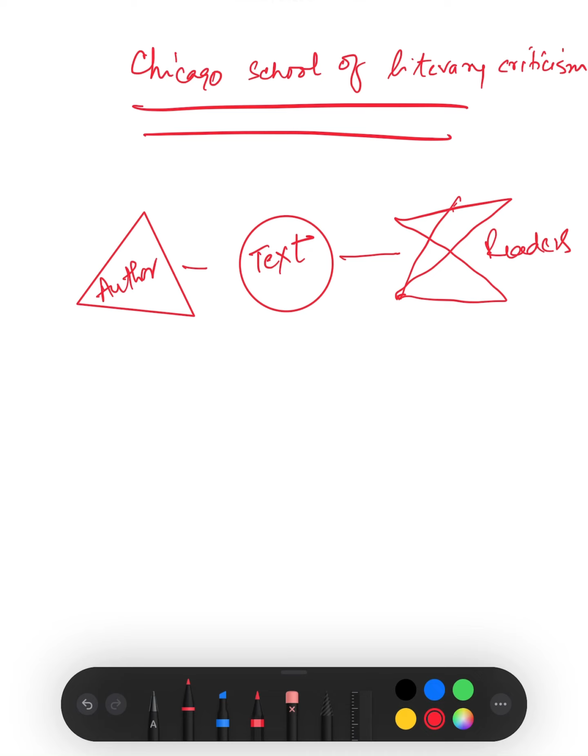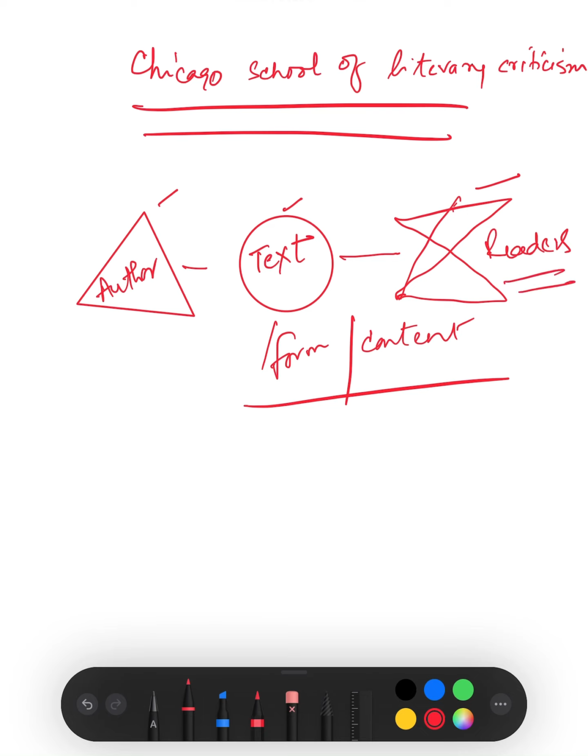Now, what is more important in analyzing a text? Whether author is important, whether text is important, or the readers are important. The various kinds of theories which emerged are based on that. Whether they give importance to the author or his or her background, or to the text, that is the form of the text or the content of the text, or in form, language, or plot, or whatsoever, and whether readers are important.